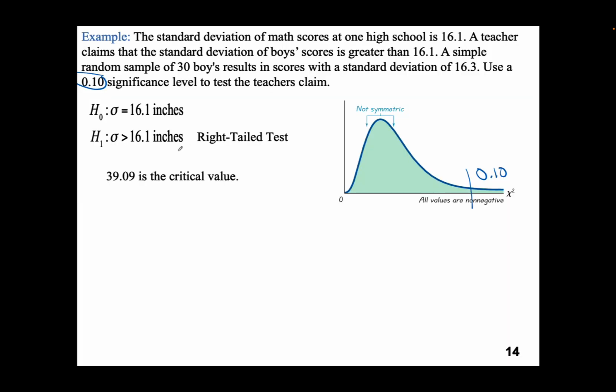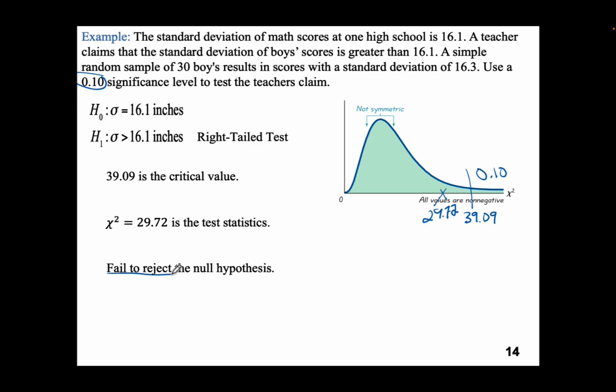Okay, we had a critical value of 39.09. That goes right here, separating the failed to reject region from the rejection region. And we had a test stat of 29.72. That would be somewhere between 0 and our critical value. Putting our test stat in the failed to reject region, making our decision. Failed to reject the null hypothesis.